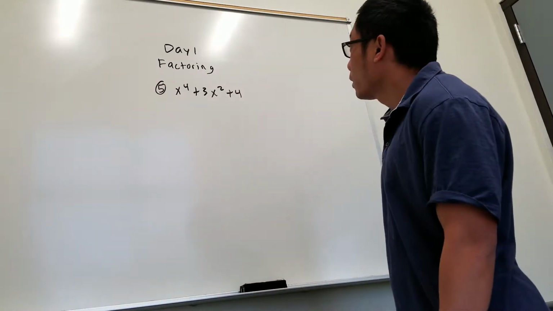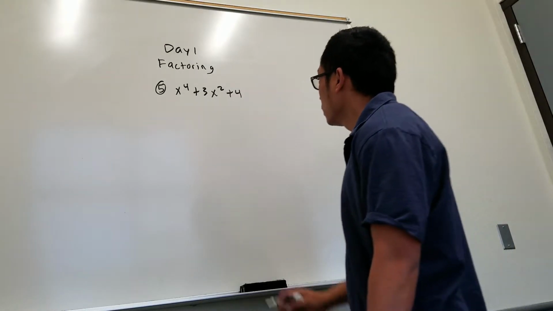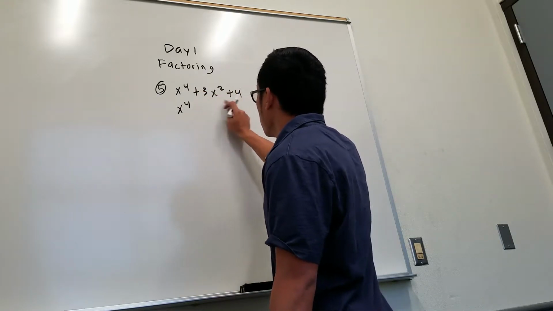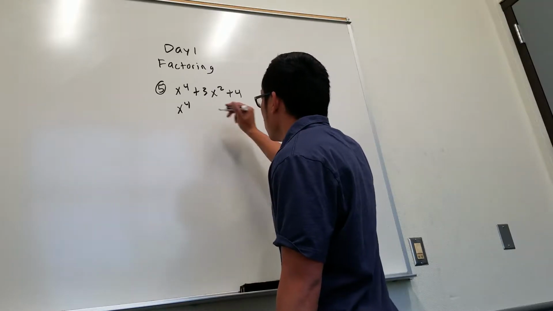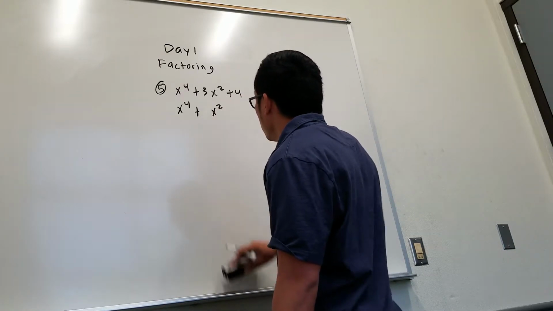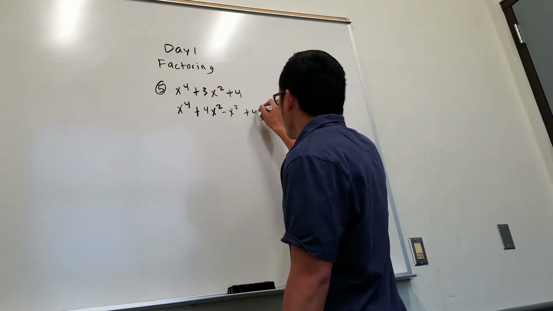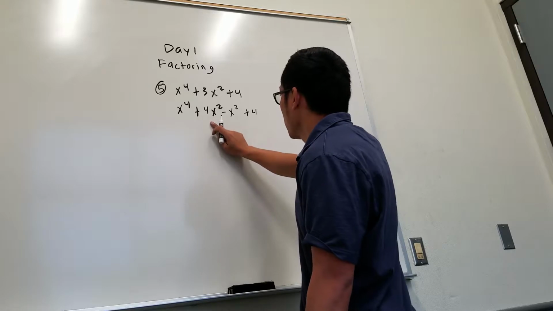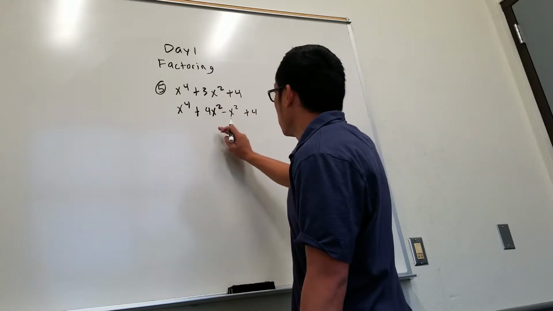So how do I factor this? Well, it's kind of hard to see at first, but what I can do is complete the square. If I look at this, x to the 4 plus 4, I can kind of see maybe there's a perfect square there somewhere. So let's do that. So I have plus 4x squared minus x squared, and then plus 4. Why did I do that? This 3x squared is really the same thing as 4x squared minus x squared. Basically because I wanted to get a perfect square.